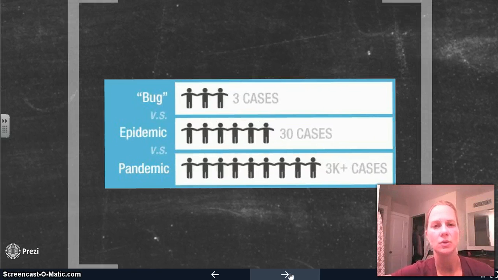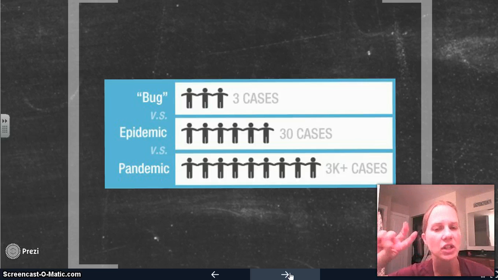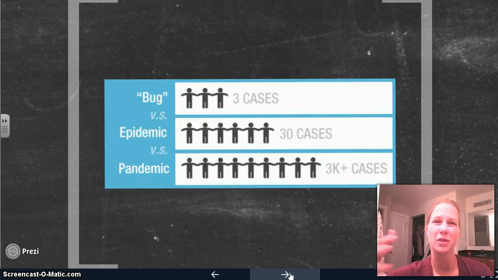If we use this diagram, it gives you an idea of how many cases we would be talking about. If it's just a little bug, let's say it's just 3 cases. In the whole 8th grade, 3 cases is nothing, right? An epidemic, now we have 30 cases, so that's a lot more kids. Pandemic, now we have 3,000 cases, so that's gone up tremendously, and that's going to start causing a lot of panic.